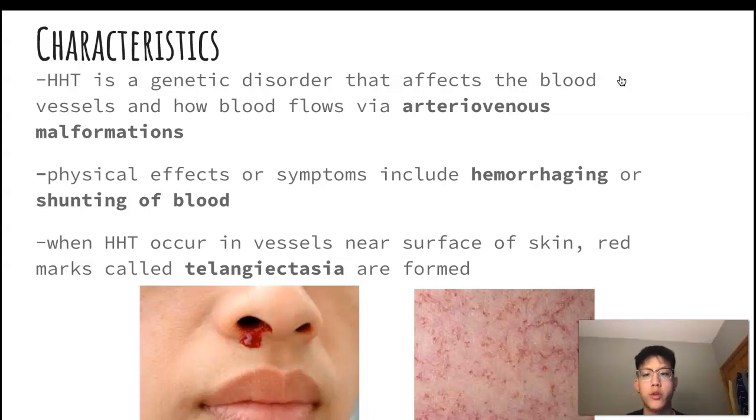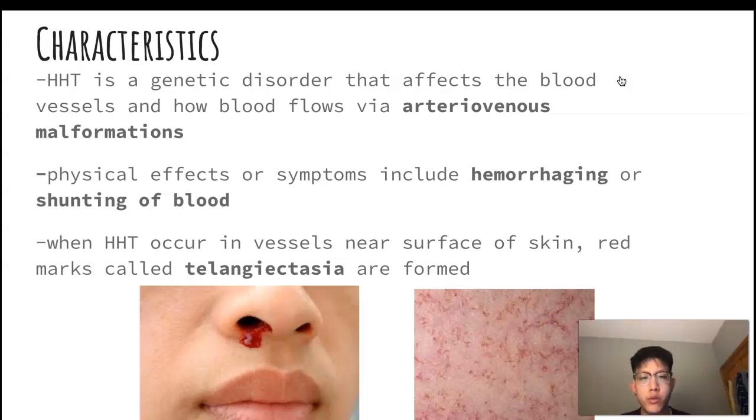Now, in a normal circulatory system, blood that is pumped by the heart into the arteries travels at a high pressure to reach and supply the tissues. But obviously, for function and structure, it is at a lower pressure when it reaches the capillaries. Now, in HHT, it causes the blood to travel at a high pressure, flowing directly into the veins rather than the capillaries. So some symptoms as a result of this include hemorrhaging or shunting of blood.